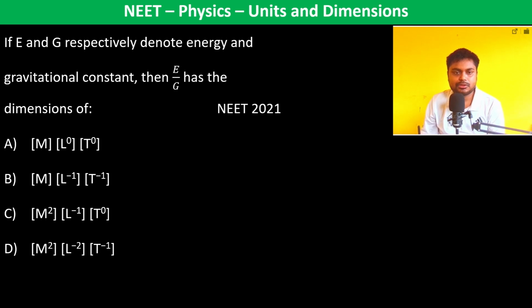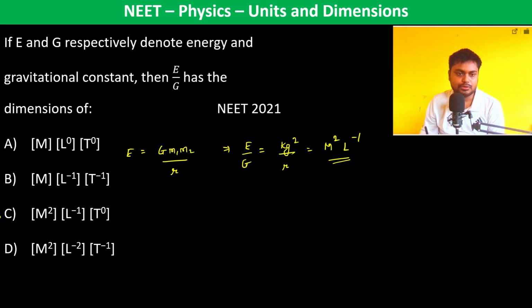Okay, so gravitational constant is G. So if we see the gravitational potential energy, it's going to be G m1 m2 by r. So therefore E by G is going to be kg square by r, which is m square L minus 1. So therefore C option is going to be correct.